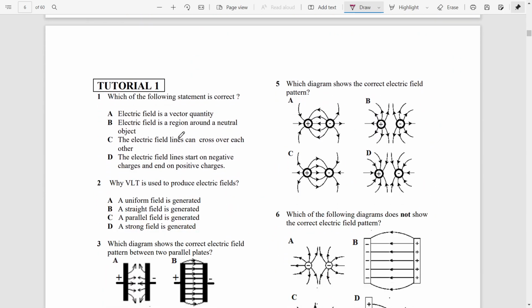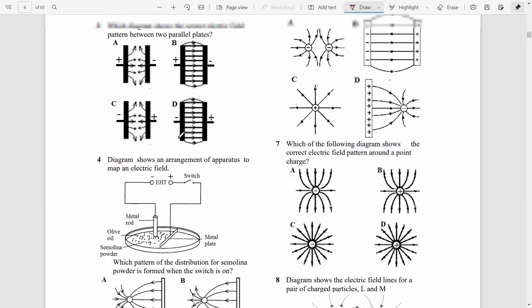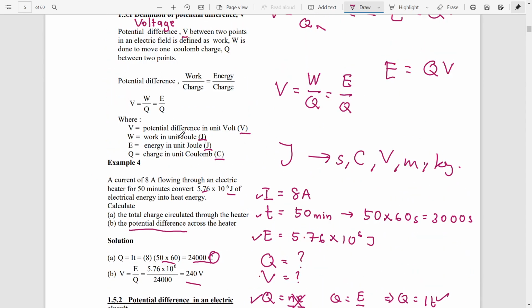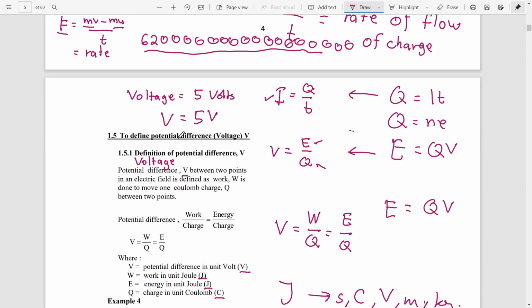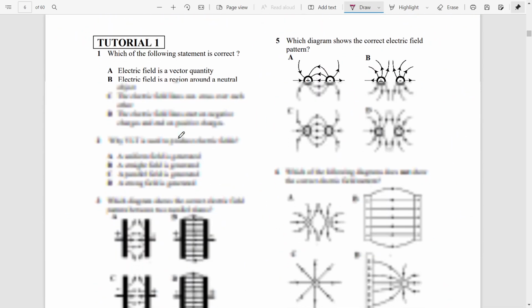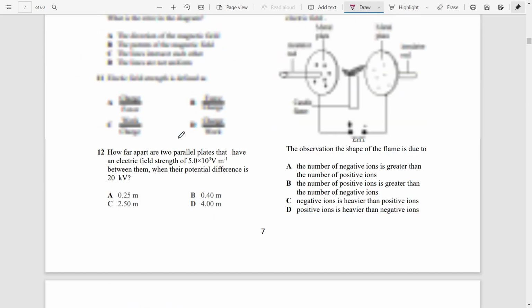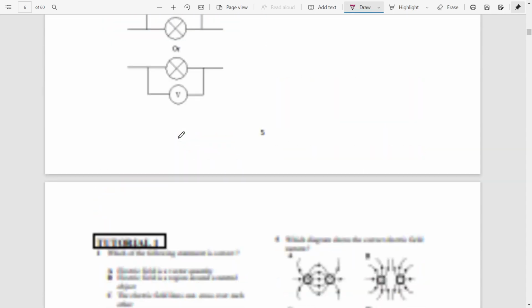Okay, so I think we have finished with our session today. Okay, so do you have any question regarding our discussion today? Ada tak nak tanya apa-apa? Tak ada. So topik yang senang.